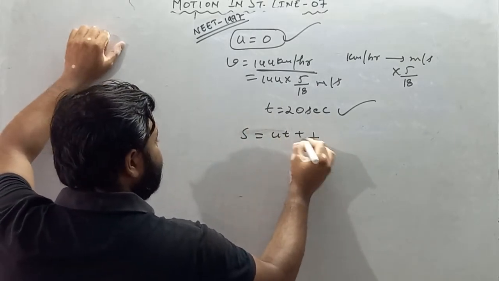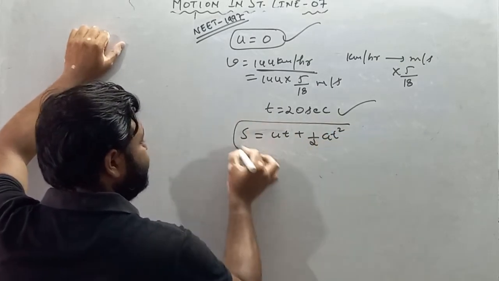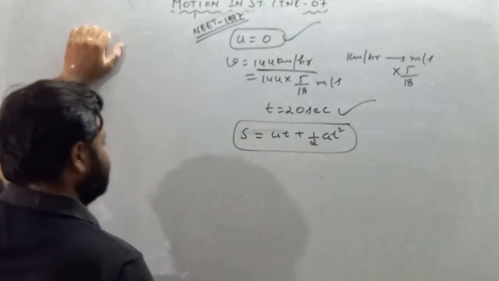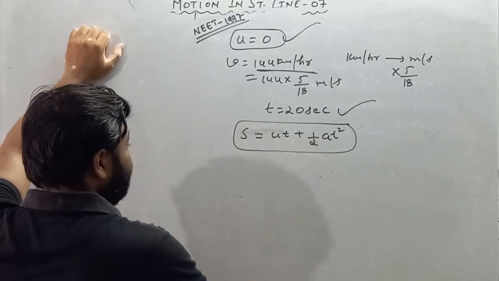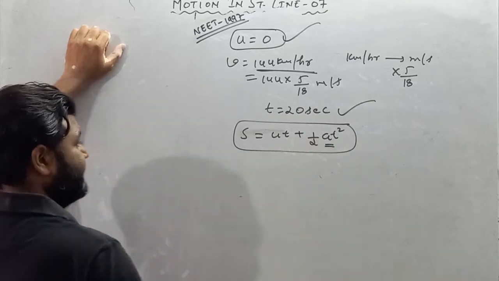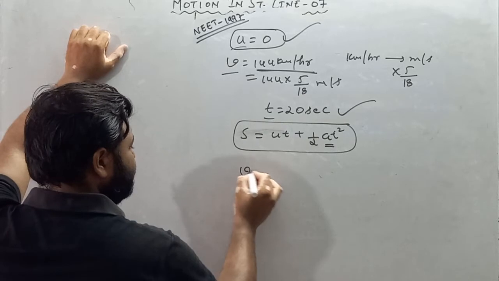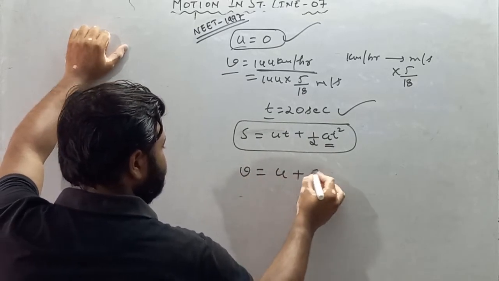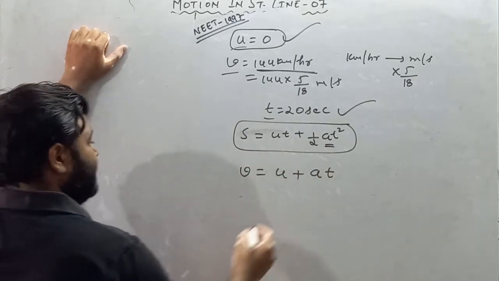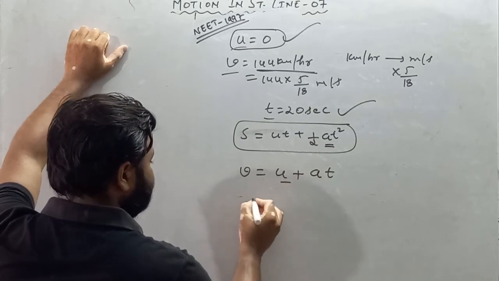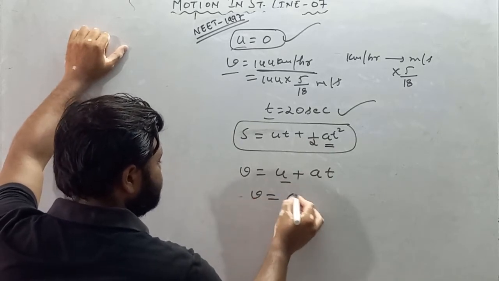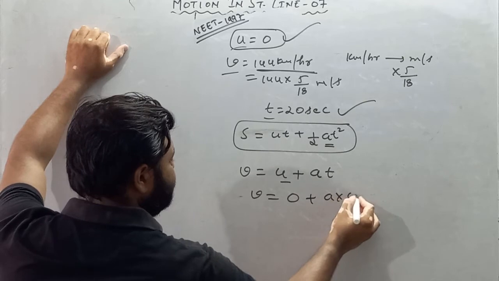It is S equals ut plus half at square. This is the equation of distance. Similarly, we have to first find the acceleration, because we need acceleration as well. We have initial velocity, we have final velocity, and we have time. So we know the equation v equals u plus at. So instead of u, I'll write v equals 0 plus a into t, t is 20.